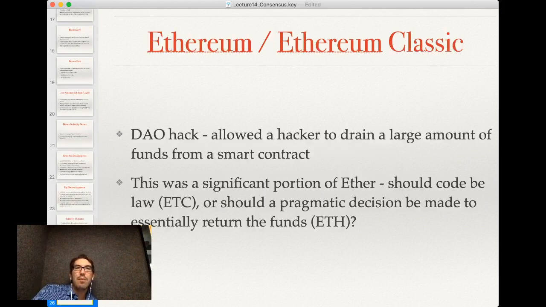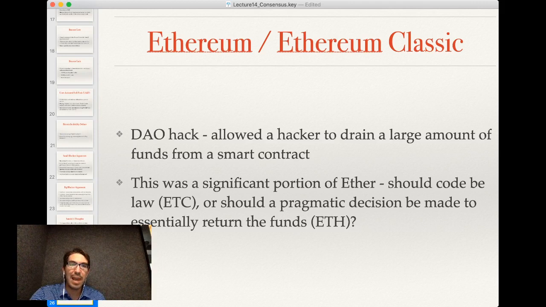So I realize I talked quite a bit about Bitcoin and the Bitcoin Cash split especially, but this does happen in other systems. So perhaps the second most famous hard fork was Ethereum and Ethereum Classic. A few years ago, Ethereum had a smart contract called the DAO, which had a bug in it, which allowed a hacker to drain a large amount of funds from the smart contract. And it was actually a significant portion of all the Ether in existence. So the question came up, what should be done about this? Should code be law, and the hacker just did what the system let him do, and so they should get this Ether? Or should these funds be somehow returned back to the people who had put them in?